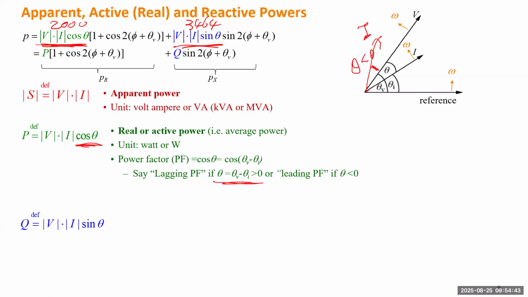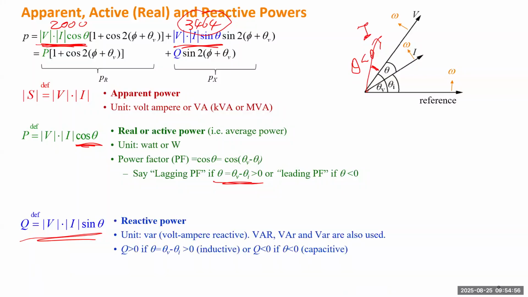Then for the other number, which indicates how the load exchanges energy with the source, that one is defined as Q. We call it reactive power. Reactive means it's not real power, but it indicates how this load behaves differently from a purely resistive load.